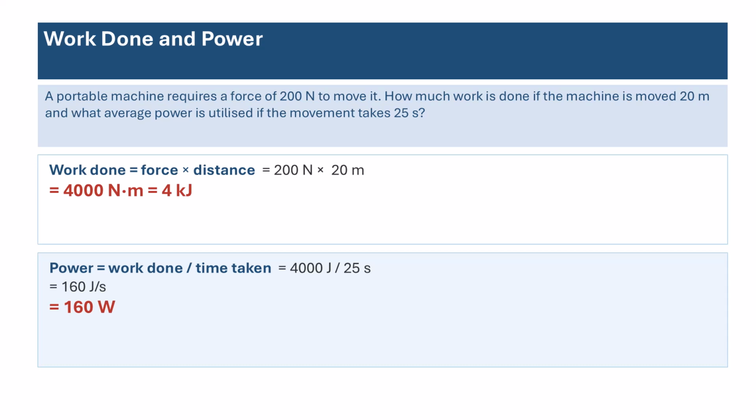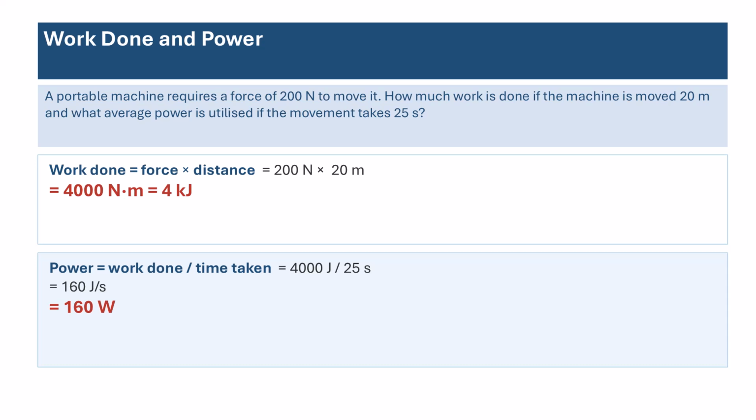The problem states, a portable machine requires a force of 200 newtons to move it. The machine is moved 20 meters, and the movement takes 25 seconds. We are required to find the work done and the average power utilized.